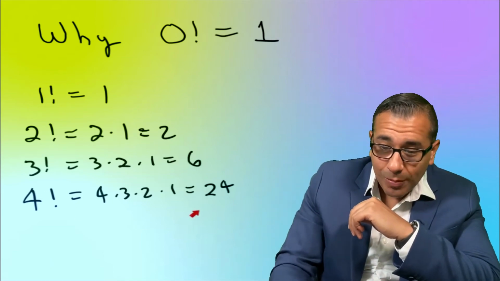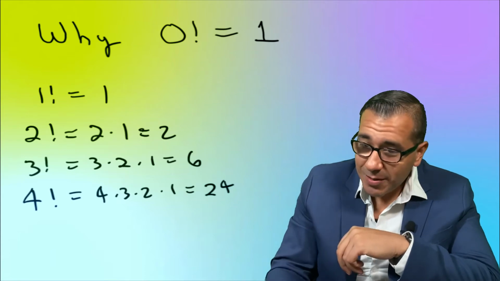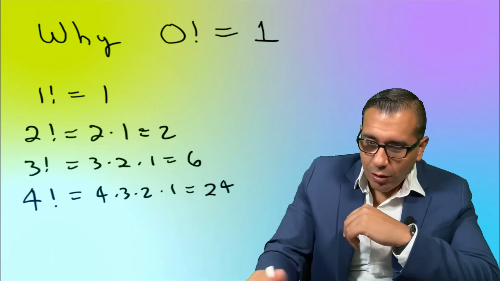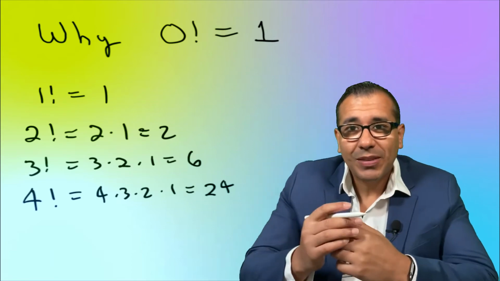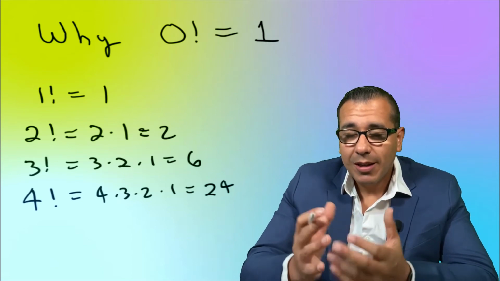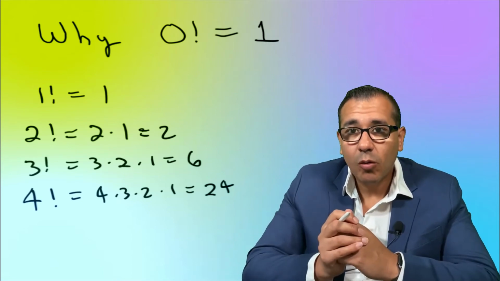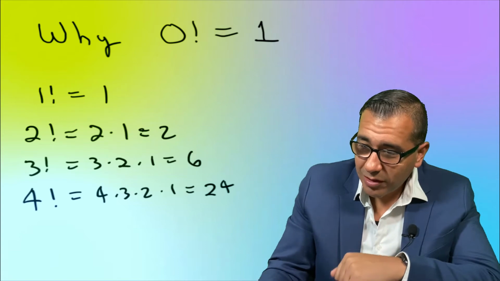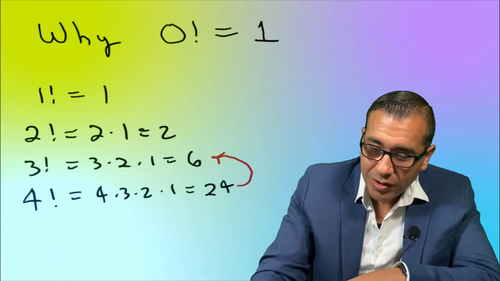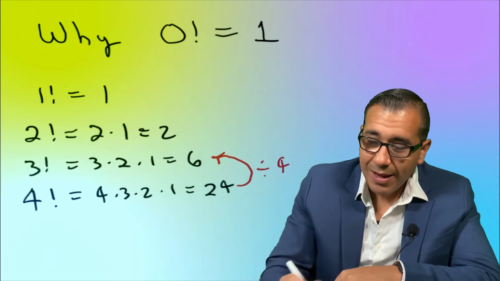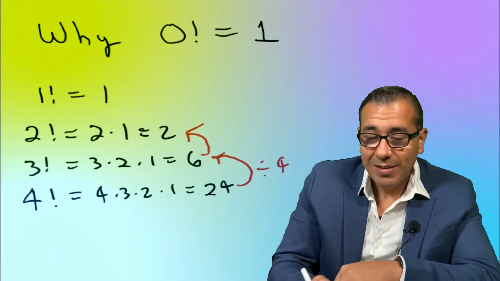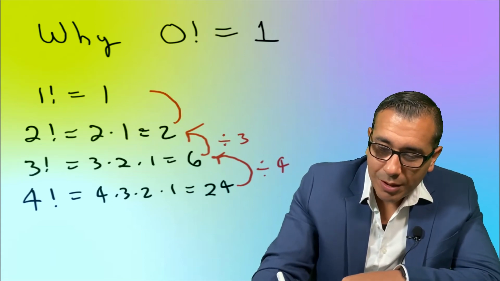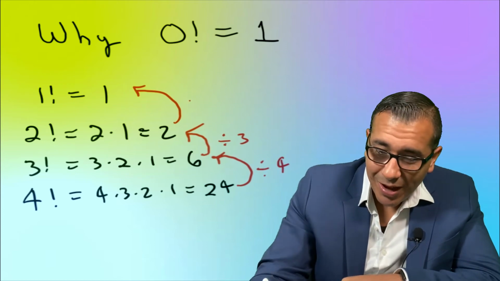So again, we could go through this process forever, but the big question is, why is 0 factorial equal to 1? Just like we could go down the list, we could also go backwards. A lot of times this is very helpful in answering important questions. So let's go backwards. How did we go from 24 to 6? When we go in reverse, we divide by 4. Then from 6 to 2, we're eliminating the 3 that got multiplied, so we're dividing by 3. And then from 2 to 1, you guessed it, you're dividing by 2.